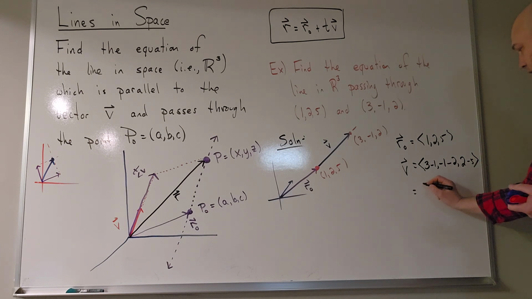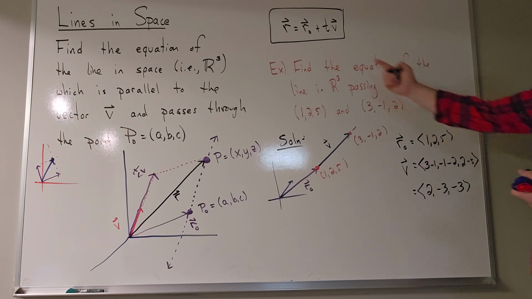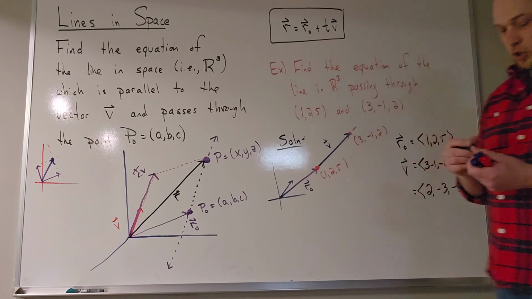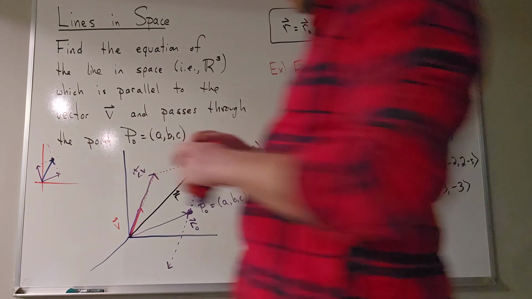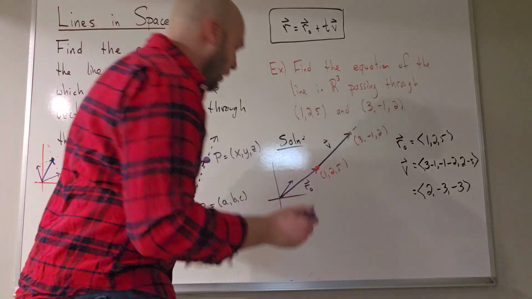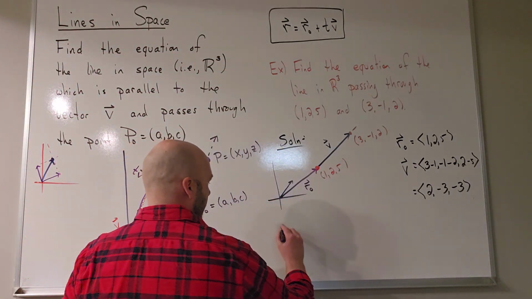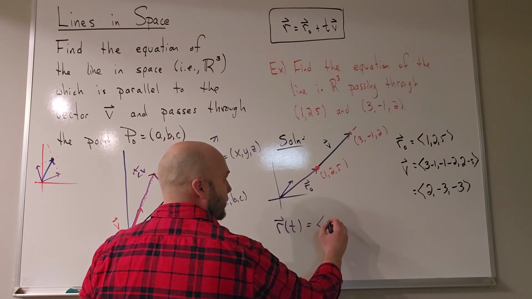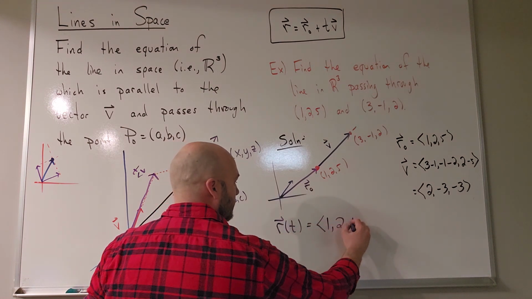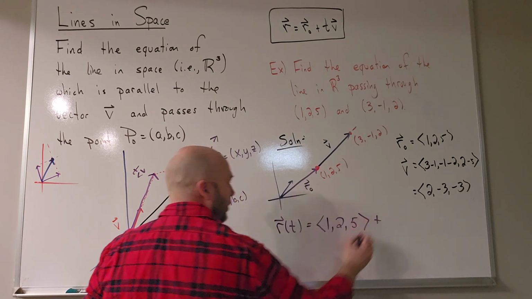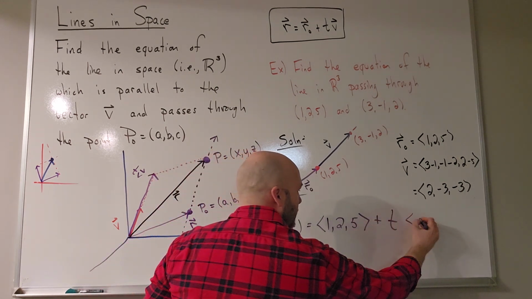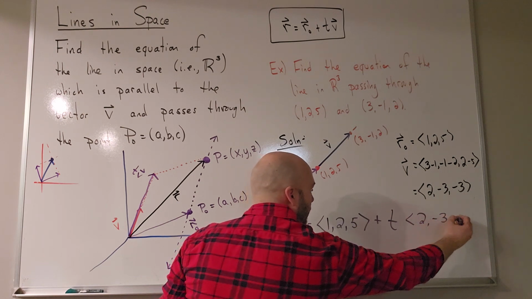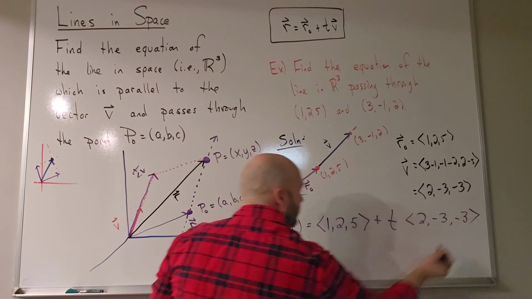So this would be the vector 2, negative 3, negative 3. So this is my vector v. And then you take both of those and substitute them into the general equation that we have up top to get my equation of the line. So therefore r of t is going to be the vector 1, 2, 5 plus t times the vector 2, negative 3, negative 3.